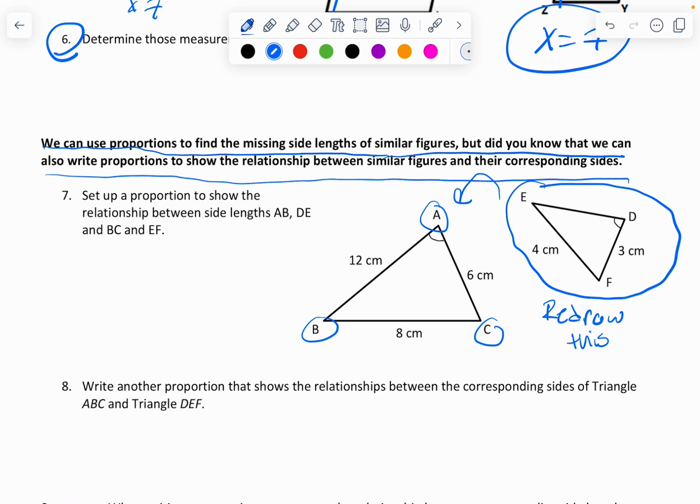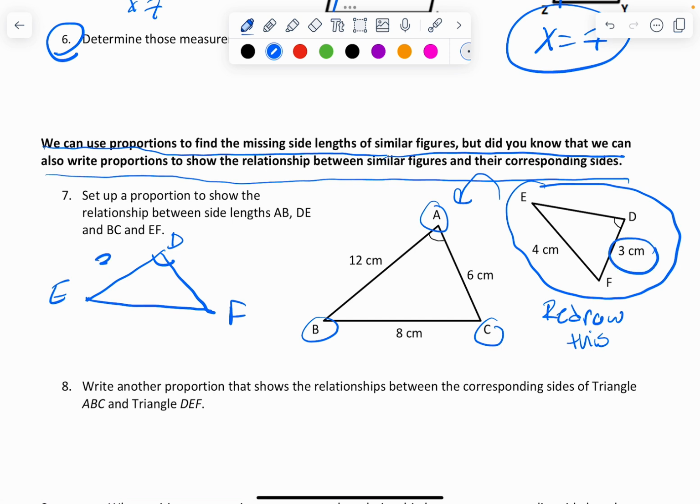Okay, so I'm going to go ahead and draw a smaller one of this. Draw it as straight as I can. And then this is going to be D. That's where my little squiggle is. And then it's going to be DEF. So D, E. And I know that DF is 3. So I'm going to put that right here. This 3. And then I know that EF is 4. Okay. And so I'm just missing that side length.